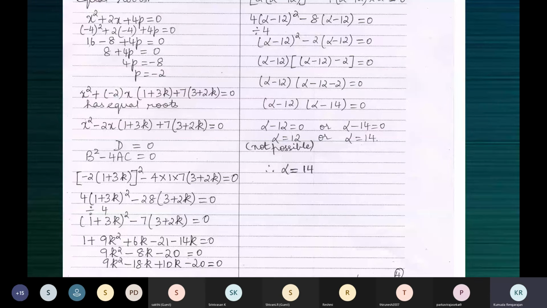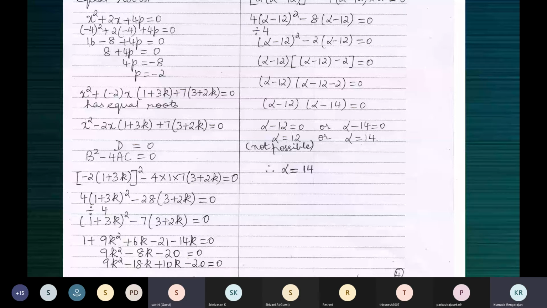But when you use the quadratic formula, you must say k is equal to, not x is equal to. You must say k is equal to minus b plus or minus root d by 2a. K is equal to, not x is equal to, whatever is a variable. If the variable is y, you must say y is equal to minus b plus or minus root d by 2a.